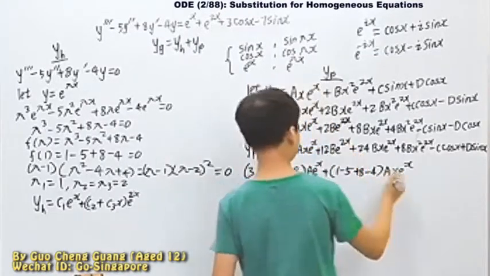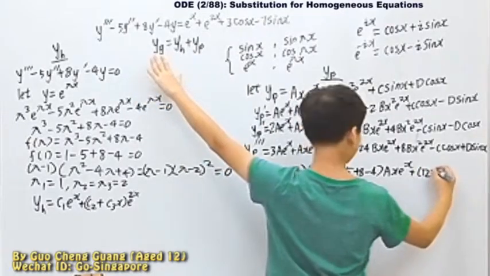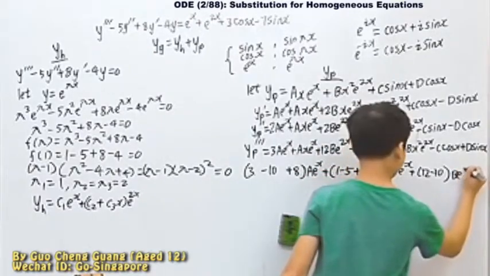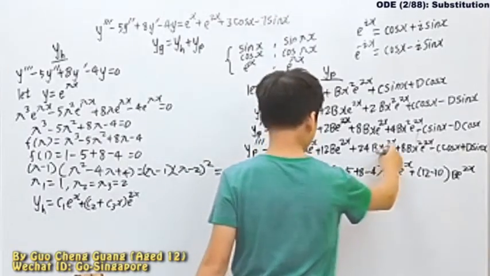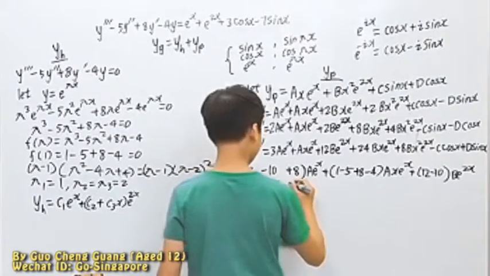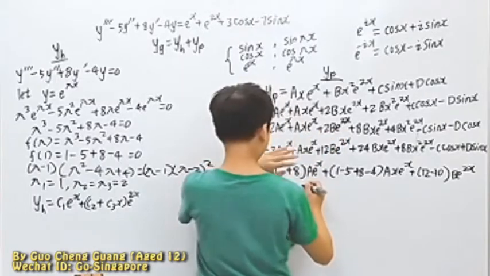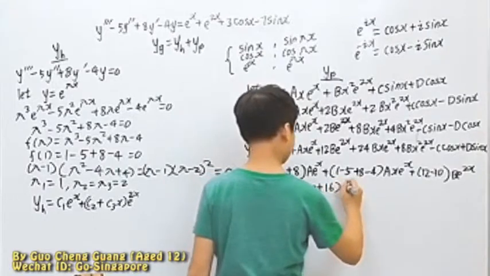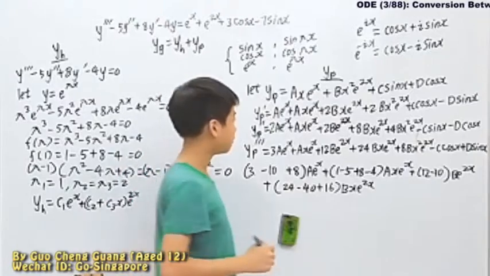Next is these 2. Well, you get 12 minus 10 of this b e to the power of 2x. It is bx times e to the power of 2x. 24, okay, 40, 16. Perfectly again, these all cancel out.